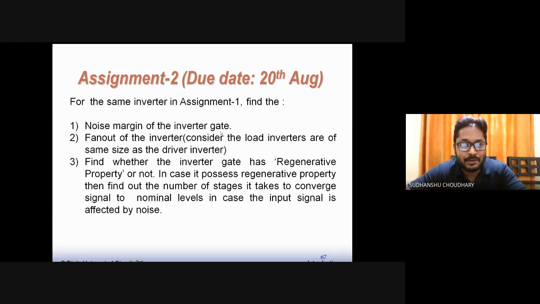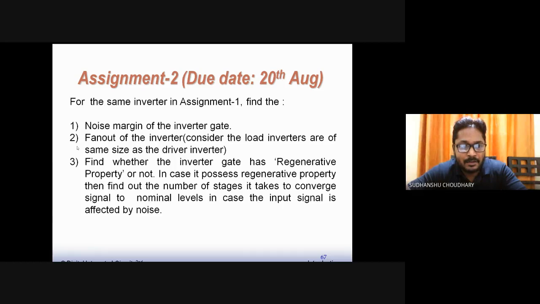Again, for that you need to plot the VTC. From the VTC, you will locate those points where the slope is -1, and then find out VIL and VOL and VOH and VIH, 4 points, and then calculate the higher noise margin and lower noise margin. Same inverter gate, right?